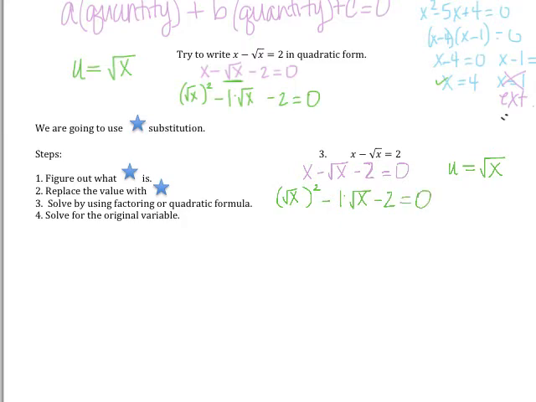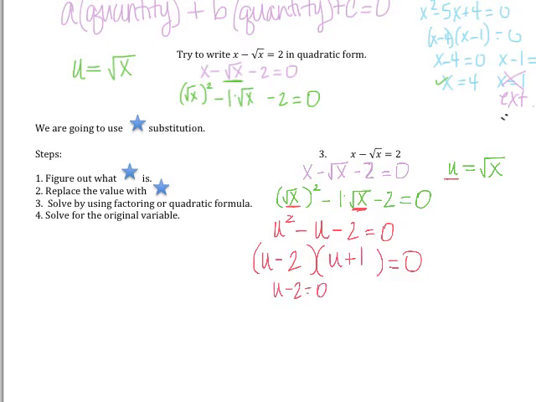And so now I can replace these square root of x's with u. So I can say this is u squared minus u minus 2 equals 0. Well, I know how to solve something that looks like this. I factor it. I look for two numbers that multiply to -2 and add to -1, so that would be -2 and +1. I get u minus 2 equals 0, u plus 1 equals 0, u equals 2, and u equals -1.